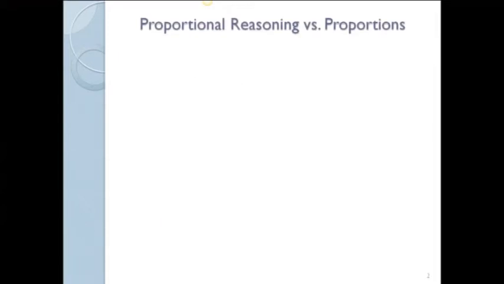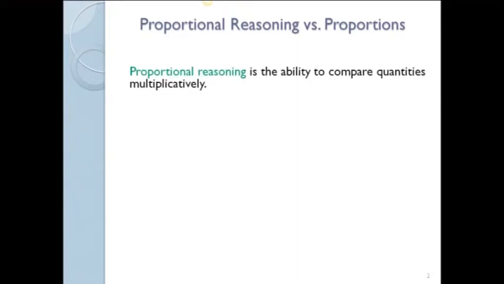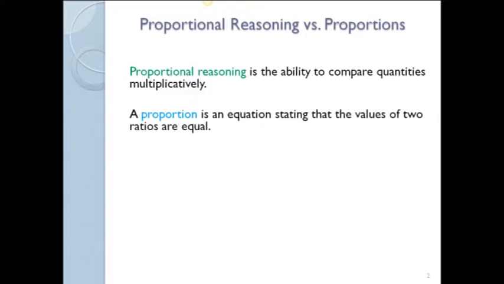First, let's make a distinction between proportional reasoning and proportions. Proportional reasoning involves comparing quantities multiplicatively. For example, if you can buy 4 pencils for $1, then at that price, you could buy 8 pencils for $2. A proportion is a special kind of equation. It states that the values of two ratios are equal. Incidentally, the writers of Common Core chose not to use this word in the content standards. They consider it an unnecessary extra layer of vocabulary because it's just an equation.